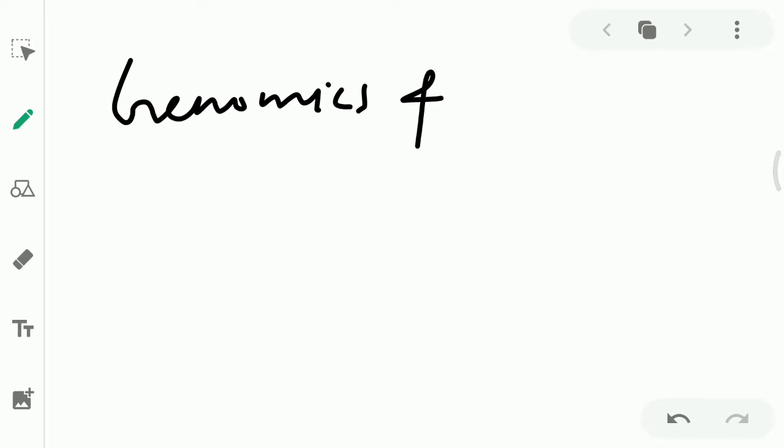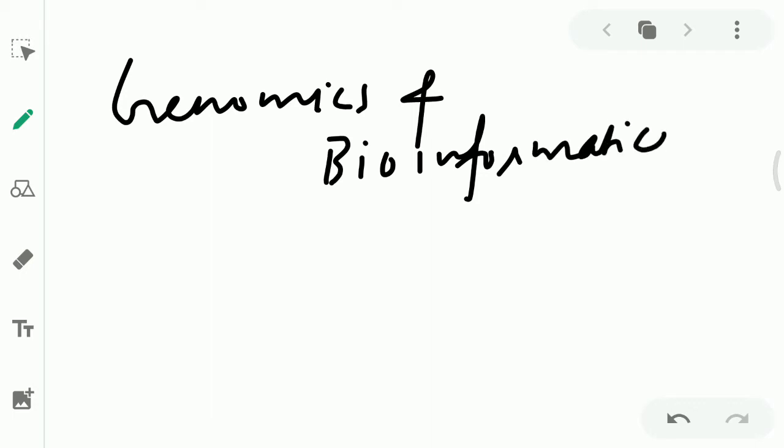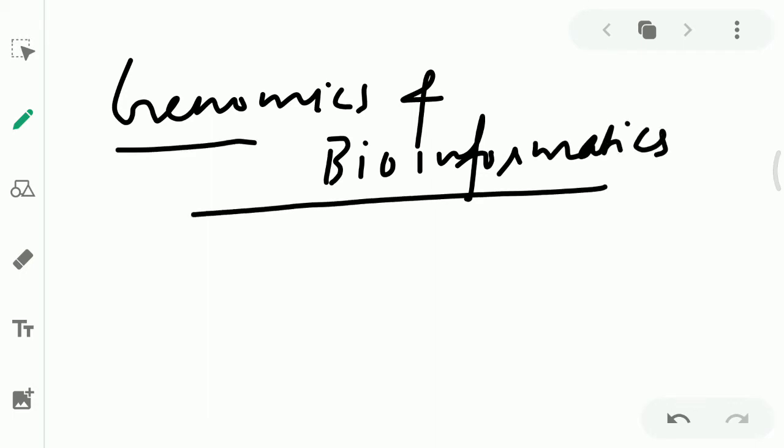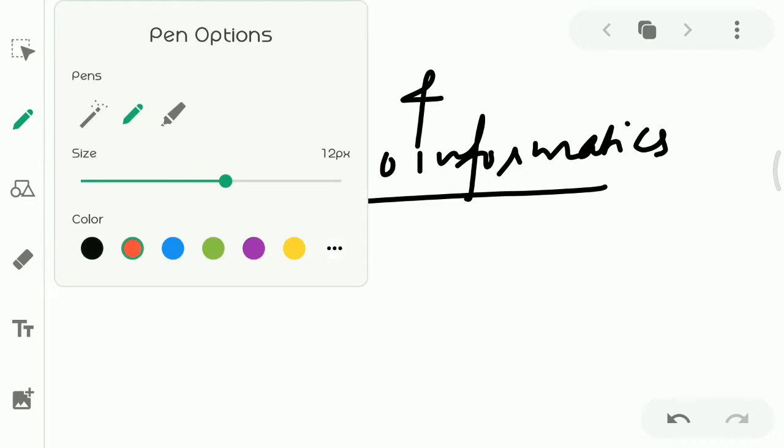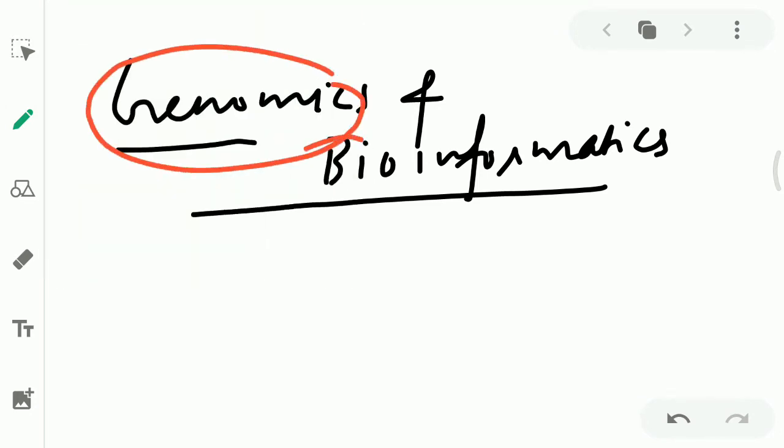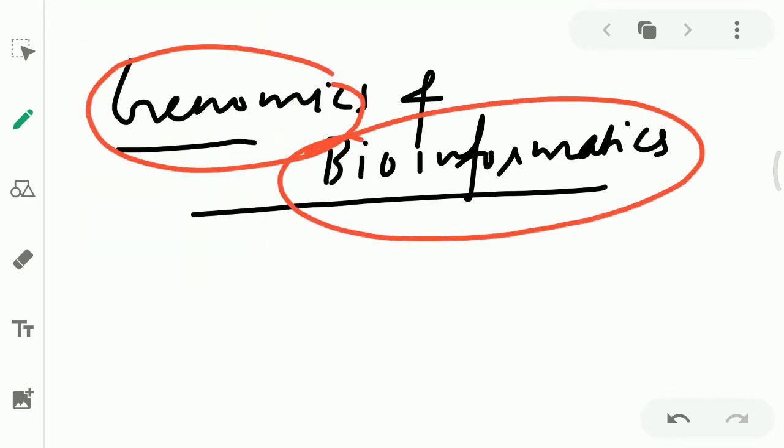So we'll discuss chapter number 3, genomics and bioinformatics. Let us start with: there are two parts in this chapter. The first part is genomics and the second part is bioinformatics. So we'll start with genomics.